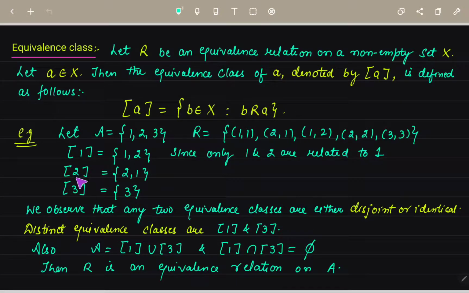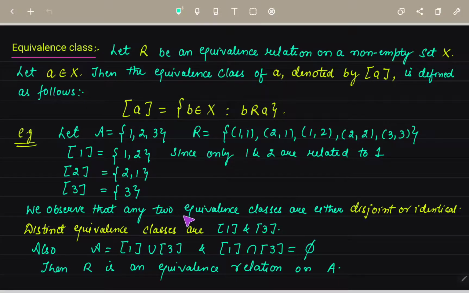Similarly equivalence class of 2 is equal to {2, 1}, because 2 is related to 1 and 2 itself, and not with any other element. Similarly the equivalence class of 3 is equal to {3}, because 3 is related to 3 only and no other element of this set A.